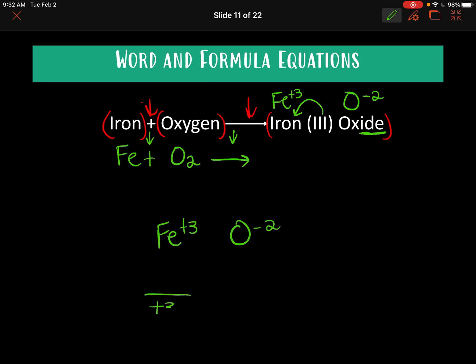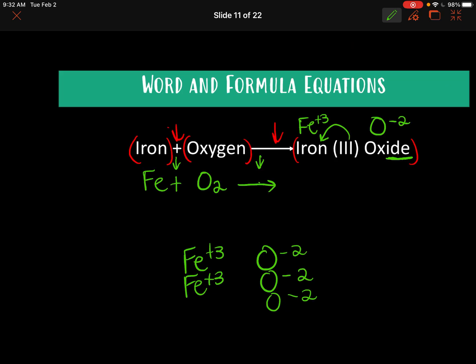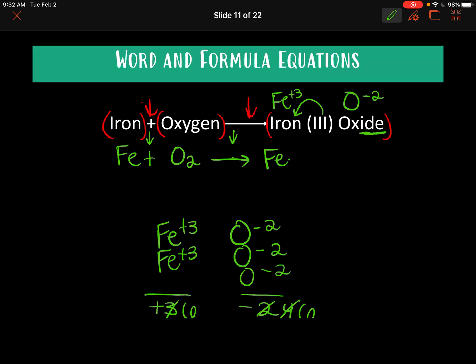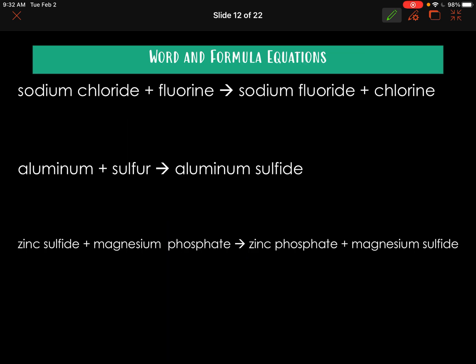Now remember, we want these overall charges to be the same, right? So I'm going to add another oxygen, -2. That gives me a -4. But they're still not the same, so I'm going to add another iron, positive 3. And that gives me positive 6. Still not equal, so I'm going to add another oxygen, -2. And that gives me a -6. So now we have a positive 6 and a -6, so we're going to write the formula for that. We used 2 irons, so it's going to be Fe2, and 3 oxygens to balance that out. So Fe2O3. There's my formula equation.